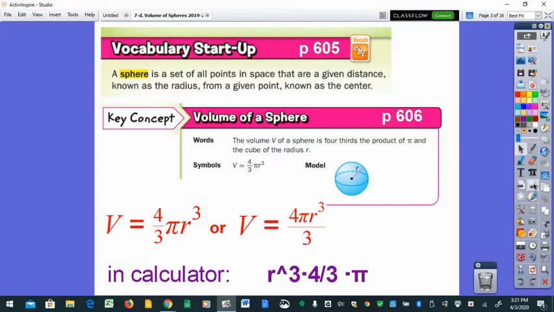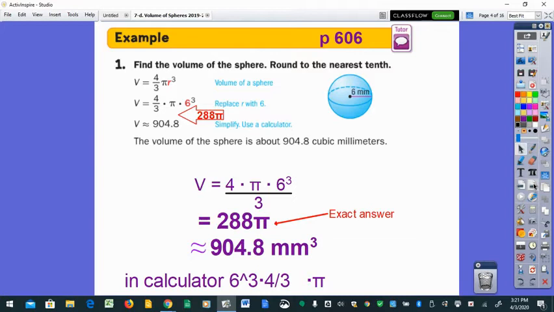So let's do some examples. So if you had your book, you see this one, but I've done it out for you. So notice that it is a sphere and its radius is 6 millimeters. So it's 4/3 pi, and the radius will leave and the 6 will substitute in.